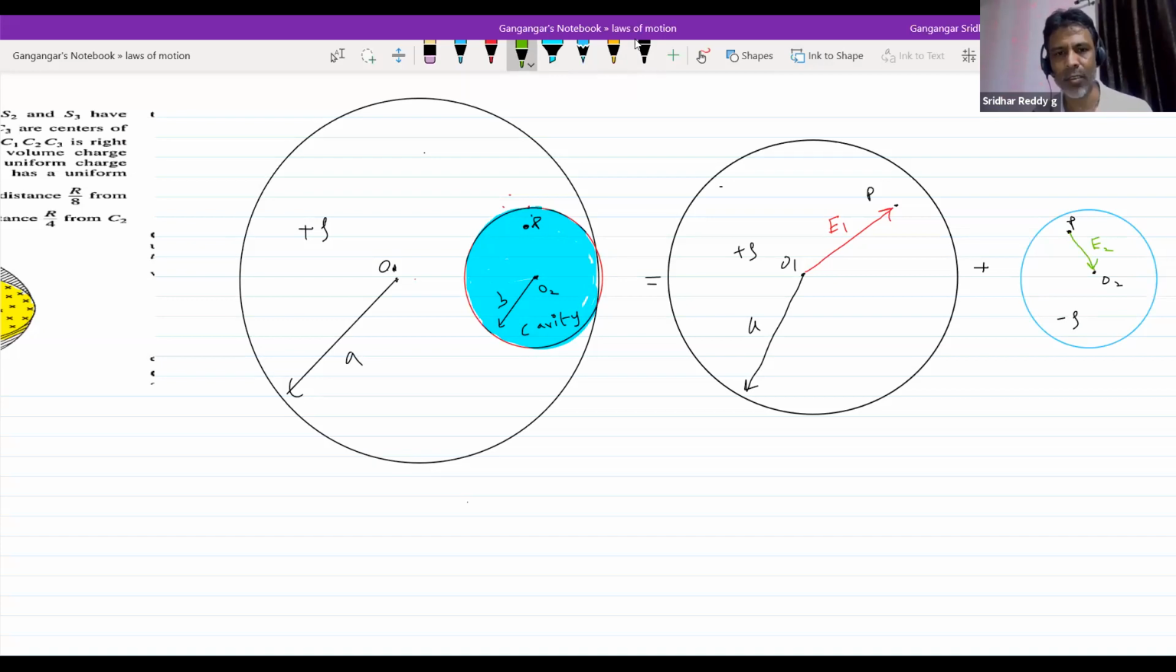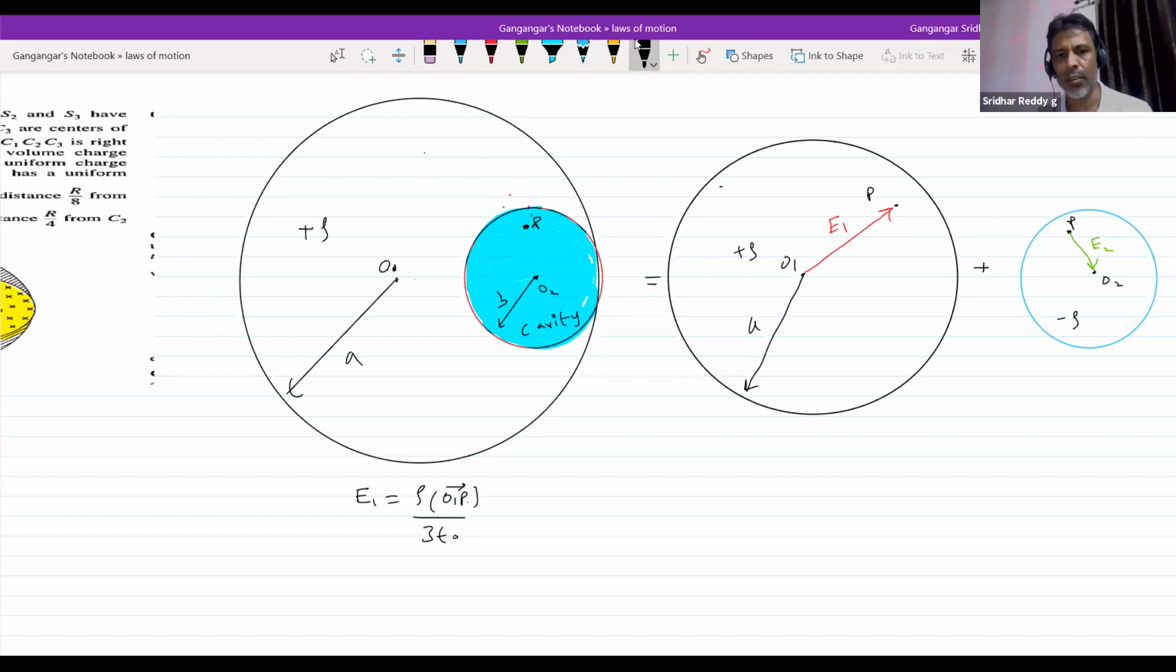So let's first calculate E1 bar. Can you remember the formula? E1 bar is rho O1P bar by 3 epsilon naught. Can you remember rho R by 3 epsilon naught? If you have information about charge, you can write it as kQr by R cube. Since we have information of density, this is the formula for the electric field inside a uniformly charged sphere. What is O1P? The distance here. In vector form, it will be this much, directed along O1P bar only.